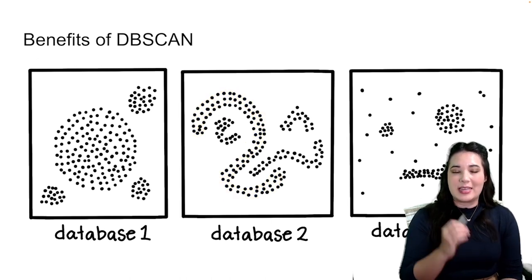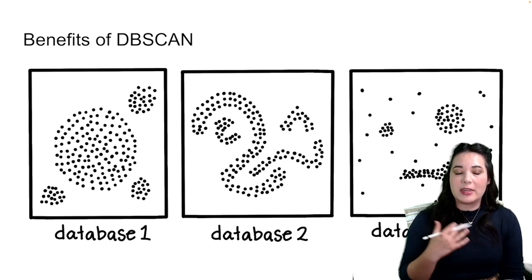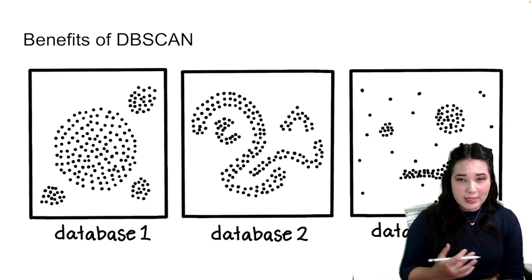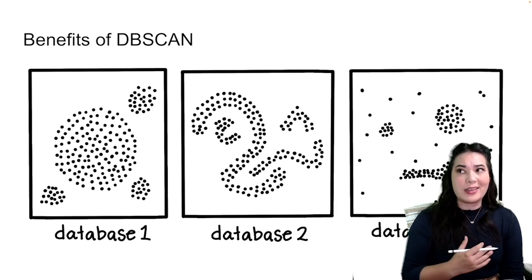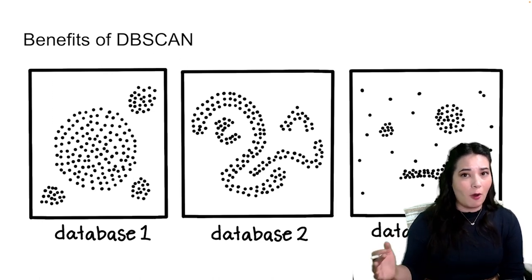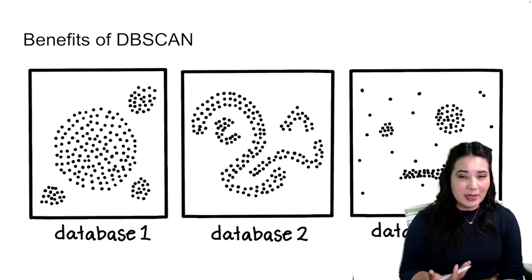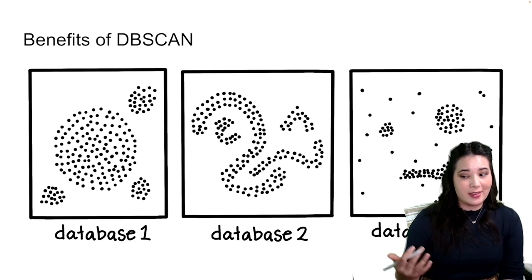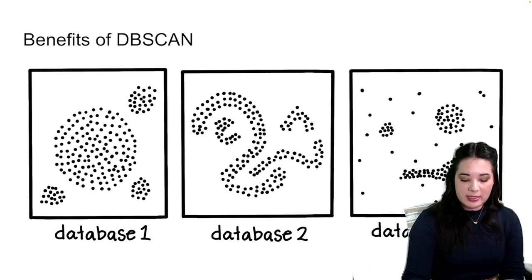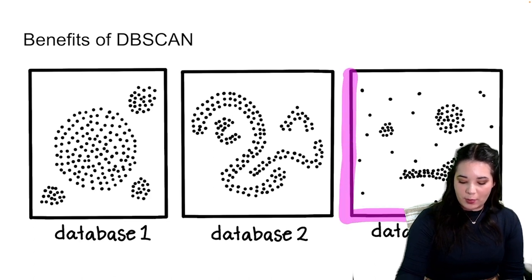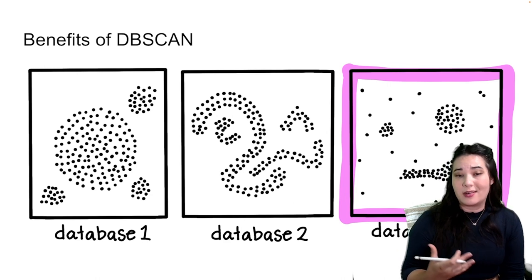Another benefit is in the name. The N in DBSCAN stands for noise. In all of our other algorithms, every single data point in our data set must belong to a cluster, even if it's really far away from all of our other data. And while this can be desirable in some cases, sometimes we just want to be able to say this data point does not belong to any of our clusters. If you look at this example here, this is a good example of a data set that has noise that we might not want to put in our clusters.